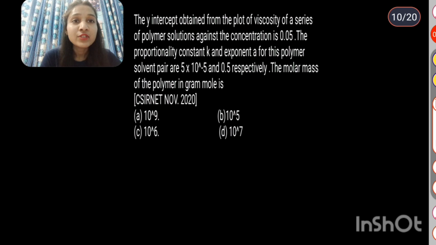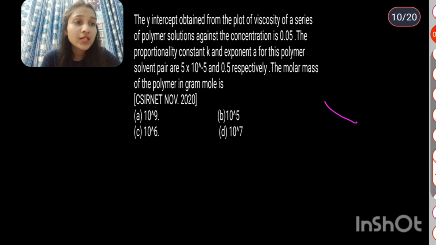So now come with the next question. This question is coming from the CSIR NET November 2020 exam. The y-intercept obtained from the plot of viscosity of a series of polymer solutions against the concentration is 0.05. So here is a plot between viscosity and concentration where the y-intercept value is given as 0.05.